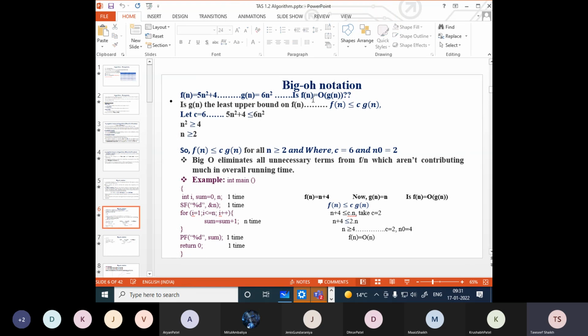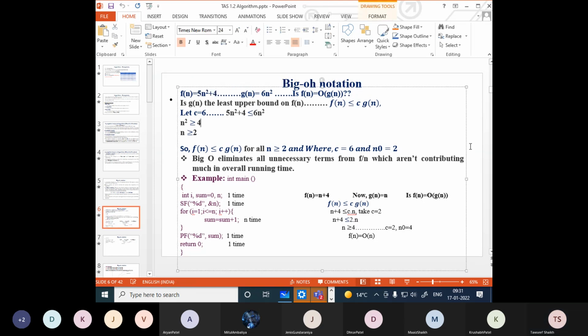So what we have to find is whether f(n) is big O of g(n). If we write f(n) is equal to 5n square plus 4 and we write g(n) is equal to 6n square, can we say that f(n) is big O of g of n? Which means, is the g of n function the least upper bound on f of n? That it cannot grow above n square. It won't grow cubically, it won't go exponentially. The least it can grow is quadratically.